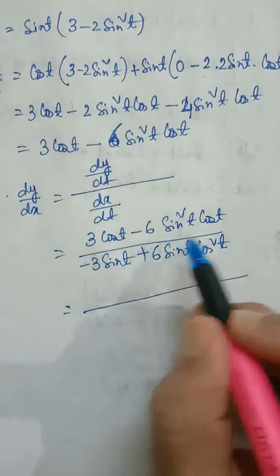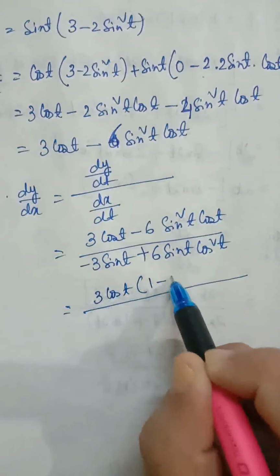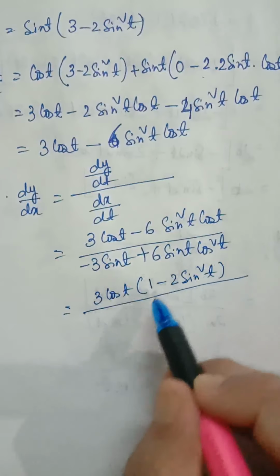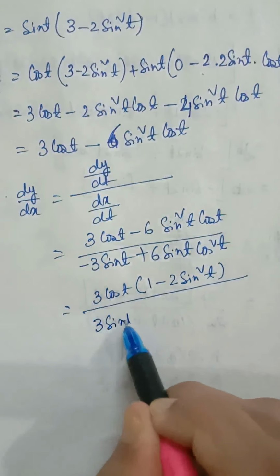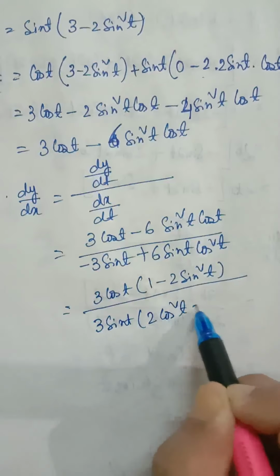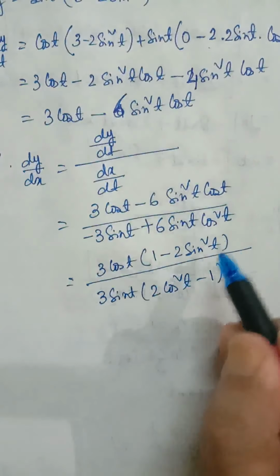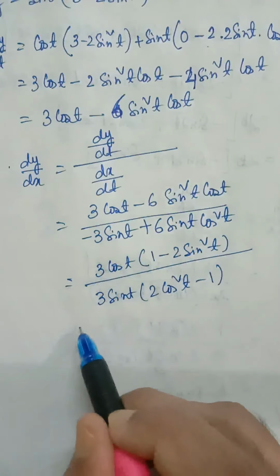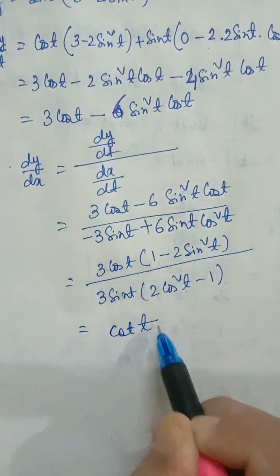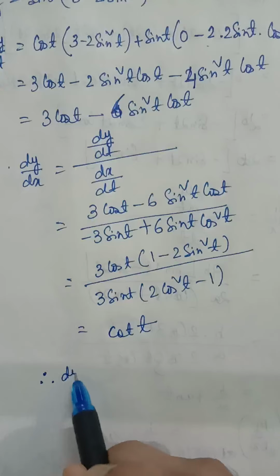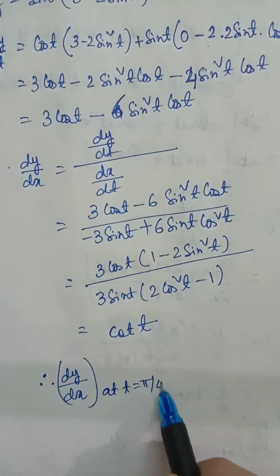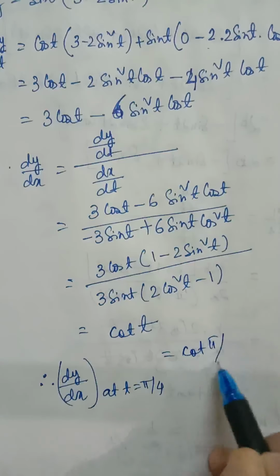Now in numerator, taking 3 cos t common, we will get 3 cos t into 1 minus 2 sin square t. In denominator, taking 3 sin t common, we will get 2 cos square t minus 1. Now 1 minus 2 sin square t, 2 cos square t minus 1, both are formulas for cos 2t. Therefore cancelling these two, cancelling 3, this is equal to cot of t. And we have to find dy by dx at t equal to pi by 4. So dy by dx at t equal to pi by 4 will be cot pi by 4, which is equal to 1.